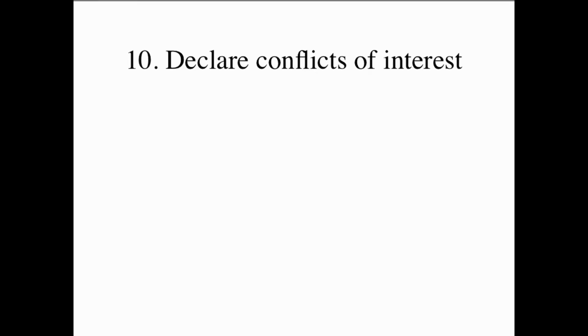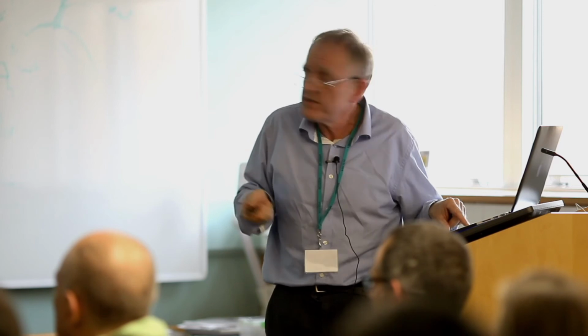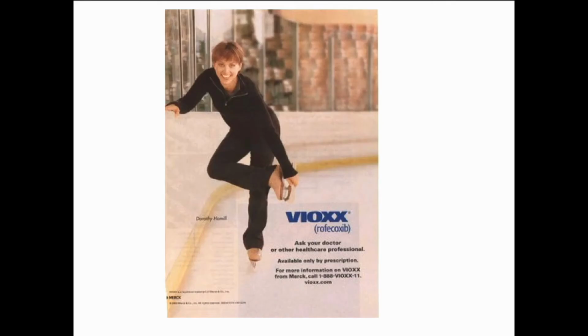Rule number 10, declare conflicts of interest. So this is the last example. This is Scott Rubin, who had to go to jail for making up his data. He worked on Vaux, which is a painkiller. Here's Dorothy Hamill, a US skater, saying how good Vaux is just before she had her heart attack.